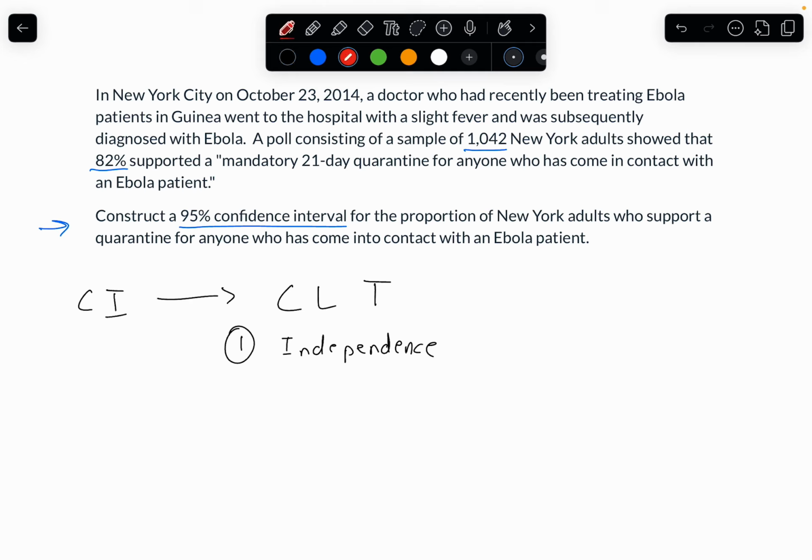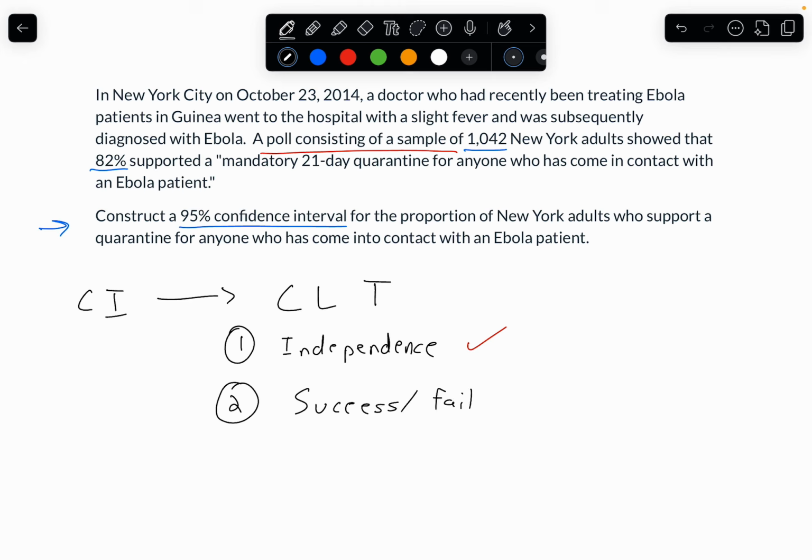We've said before that we're going to use random sampling as a proxy, as a stand-in for that. Here in this case, we've got a poll consisting of a sample of 1,042. I'm going to assume that this is random sampling. This is generally not something that I'm going to try and trick you on and say, haha, I didn't have independent sampling. In this case, we can go ahead and assume that it's independent sampling. The one that I'm more worried about, the one that I do want to make sure that I check every single time, is called the success-failure condition.